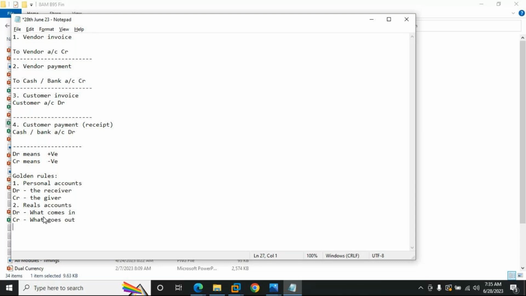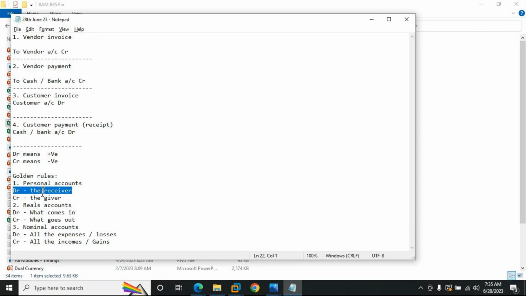Next, the third rule, nominal accounts. Debit all expenses and losses. Credit all incomes and gains. Am I right? Here, debit the receiver.